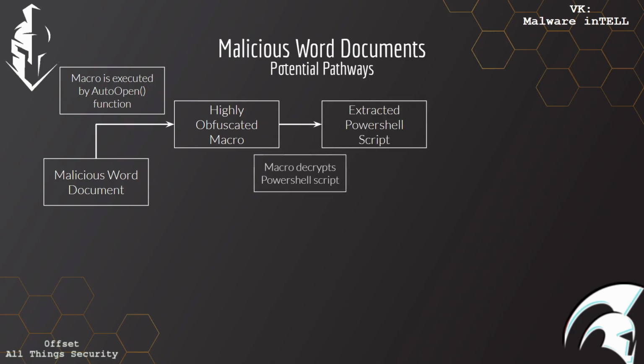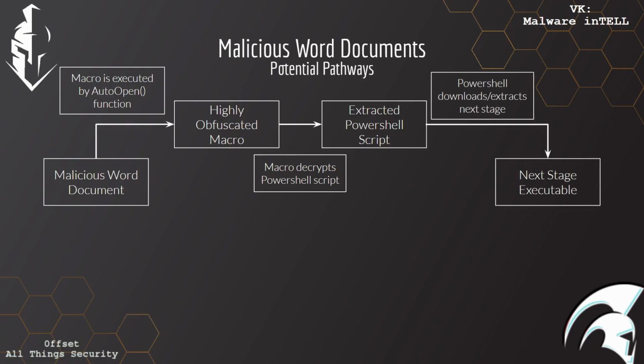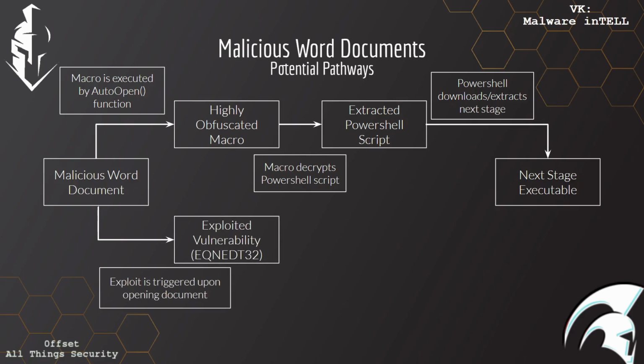So from this highly obfuscated macro, it will decrypt and extract a PowerShell script, which will then be executed, and that is responsible for downloading the next stage or potentially extracting it from its own source code. So this VBS to PowerShell script is very common. In fact, it's probably one of the most common methods you'll see. So that's one pathway, and the other pathway is through exploiting a vulnerability.